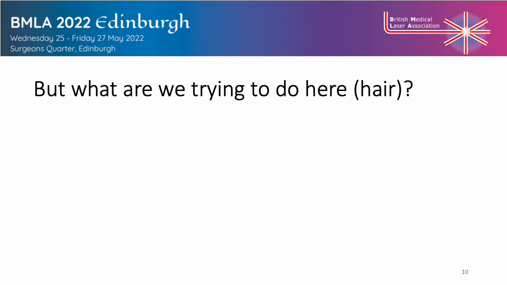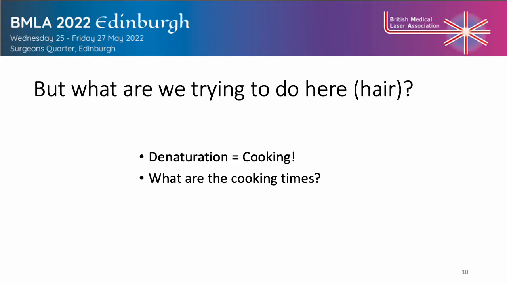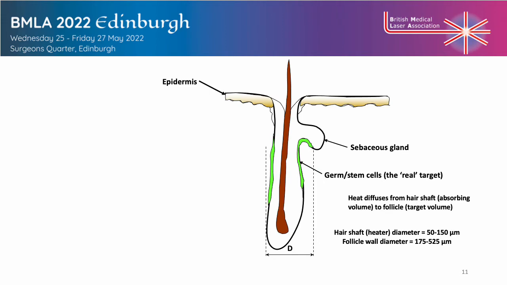So what are we trying to do here? Well, what we're really trying to do is denature the target cells, which are on the follicle walls, the stem cells. So this is a cooking process, essentially, just like the eggs. What are those cooking times? Okay, well let's have a look at this.